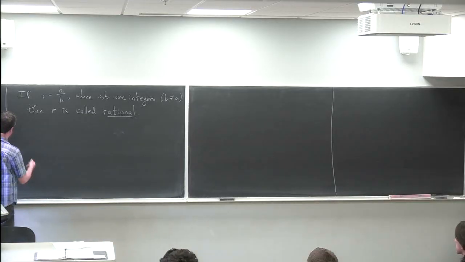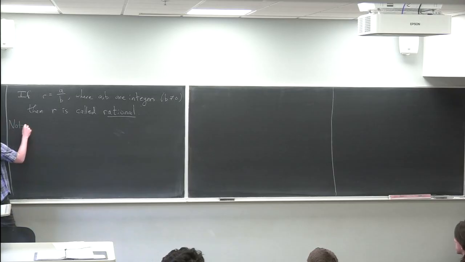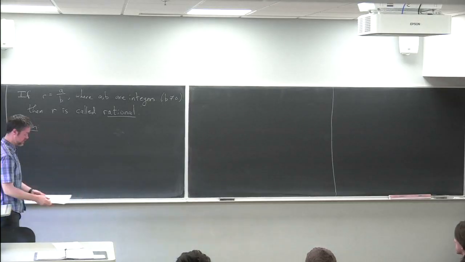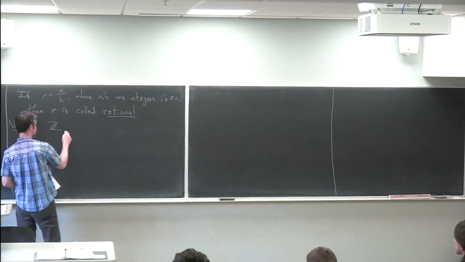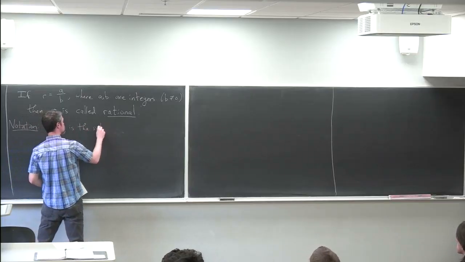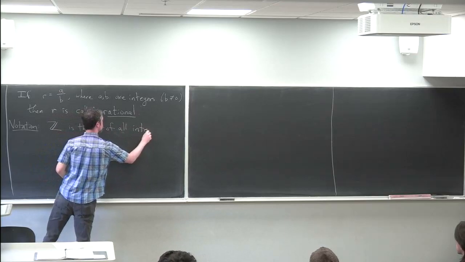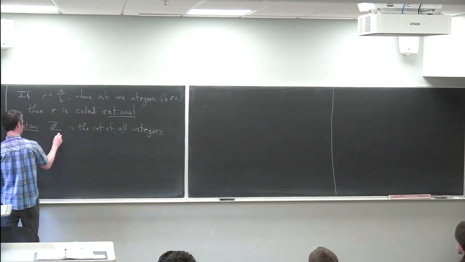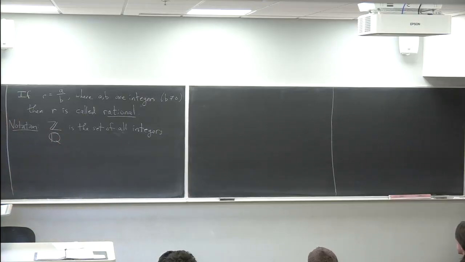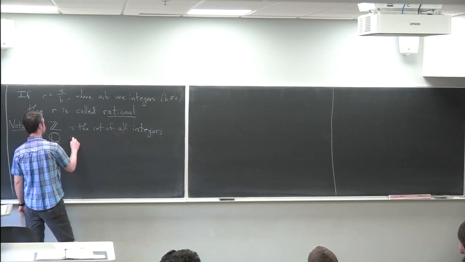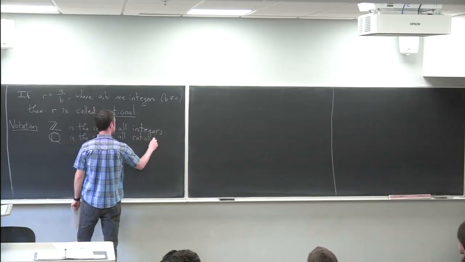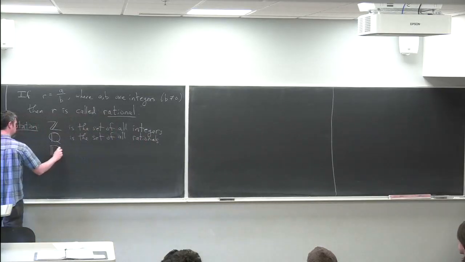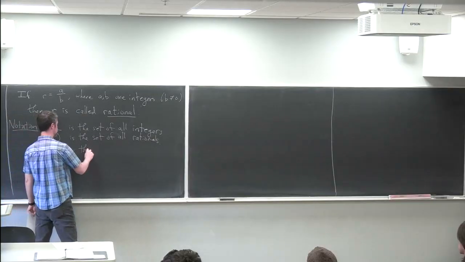Anyway, just some notation, which is extremely common in mathematics. I don't know if we'll actually be using it a ton, but you're welcome to. It's just the following symbols. When people write Z like this, it is the set of all integers. When people write Q with a similar sort of style like that, this is the set of all rationals. And of course, I'm sure you've seen this before. This is the set of all reals, the set of all real numbers.